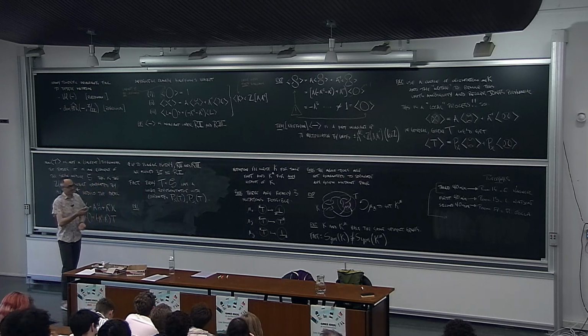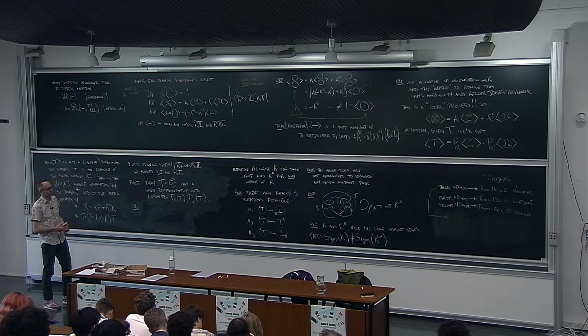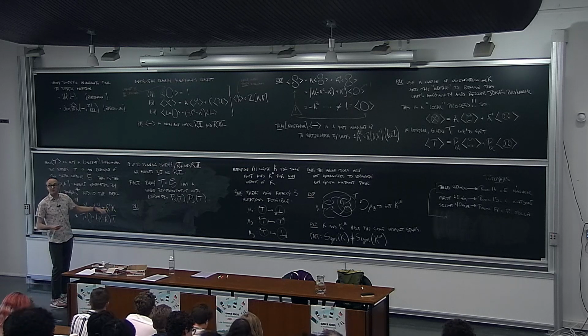But yes, you have to show independence of the choice of ordering on the crossings and so on and so forth. So this exercise is going to look innocuous, but there are some things to check.